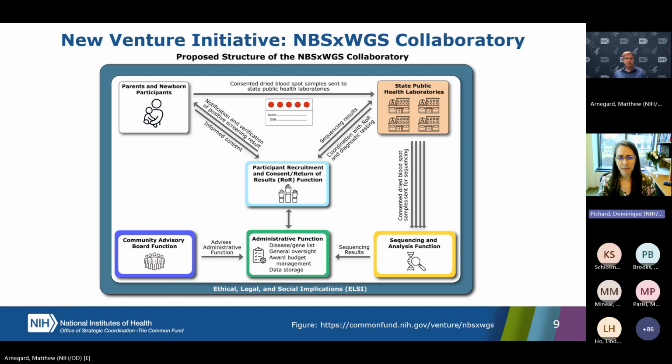To carry out the feasibility study, the Newborn Screening by Whole Genome Sequencing Collaboratory will need to consist of the components shown in this figure. Some of the components are called functions in the ROA. By the way, this infographic is posted at the web address shown at the bottom of the slide. The 4 core functions of the collaboratory are indicated by rectangles in the bottom half of the figure.